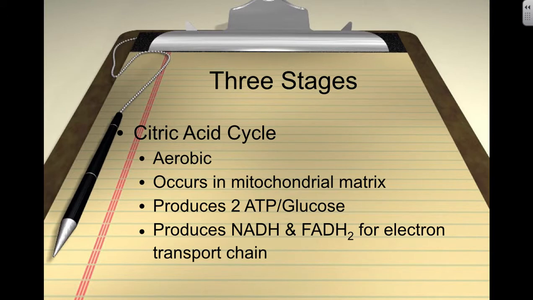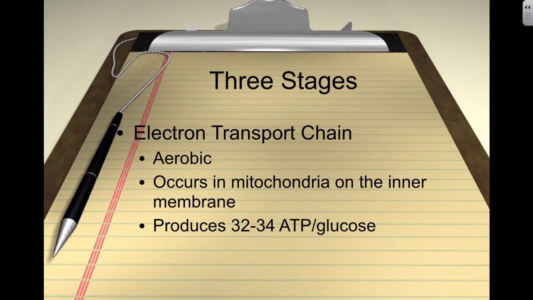The second stage is the citric acid cycle. This is aerobic. You have to have oxygen. It occurs in the mitochondrial matrix. It produces 2 ATP, and it also produces NADH and FADH2 for the electron transport chain, which is the next cycle.